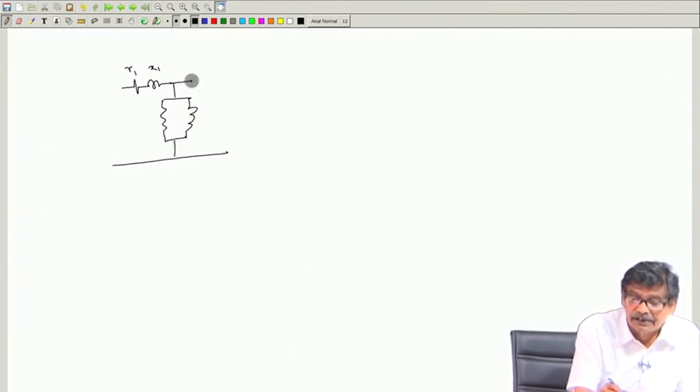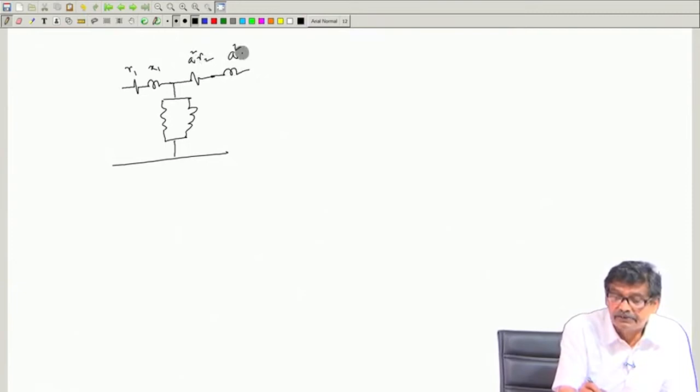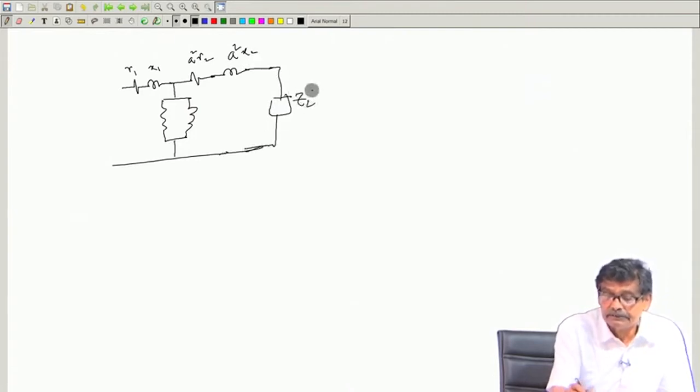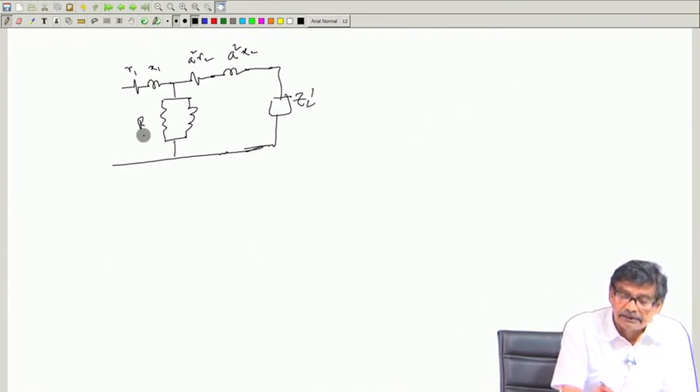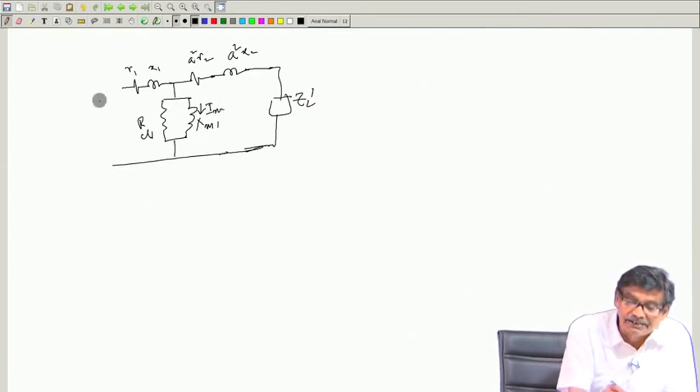Suppose I refer to side 1 and draw this: this is R2 dash, this is X2 dash. This is the equivalent circuit, and here is the reflected impedance Z2 dash, and this is RC1 and XM1. Magnetizing current decides B max, and this voltage will decide the value of Im in the exact equivalent circuit. Here is your V1.